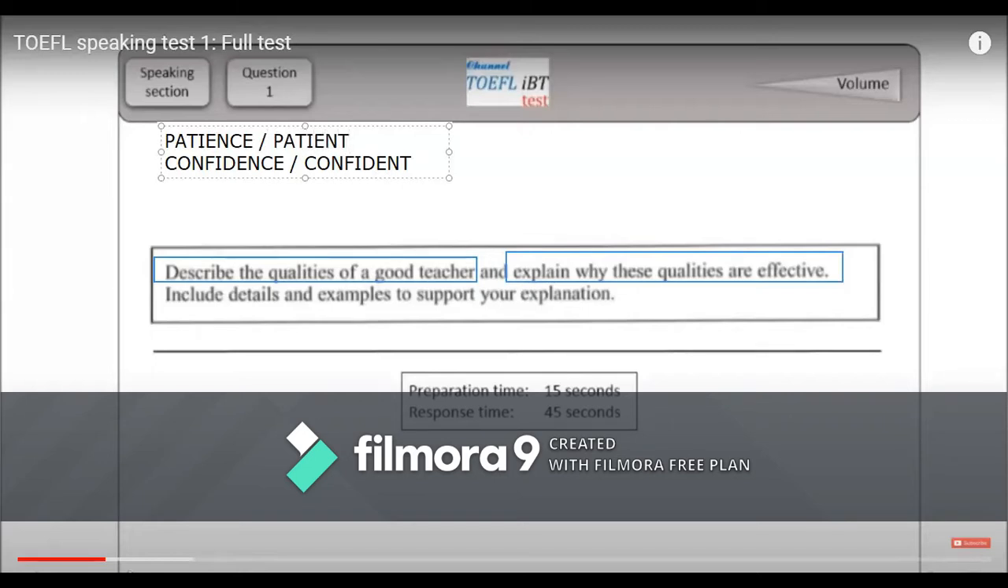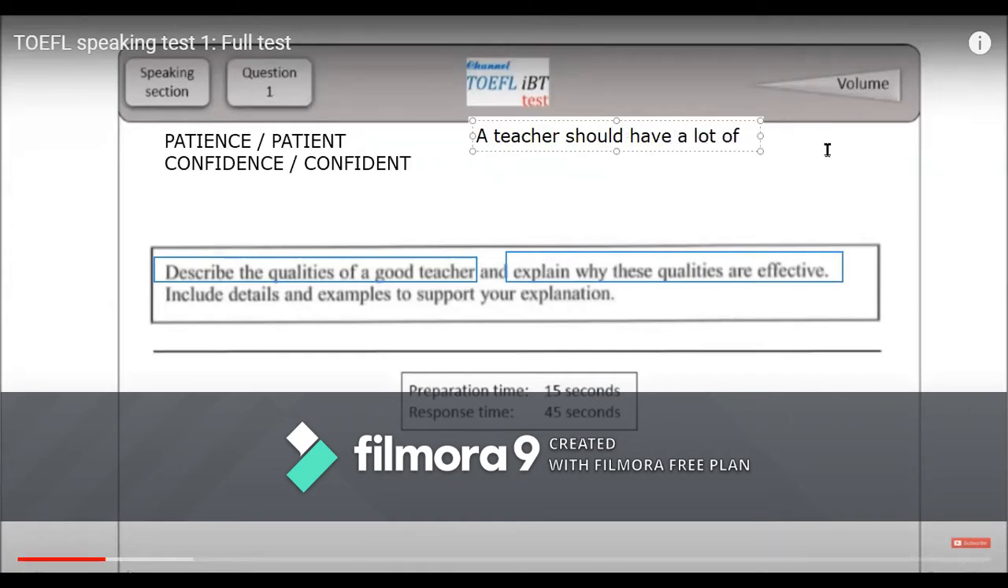Remember, it's very important that you use the sentence correctly. For example, if you said, I think a teacher should have, what do you use, the noun or the adjective? What do you think is the correct answer? Patience. That's correct. You have to say patience. A teacher should have a lot of patience. So this is what you need to use, patience.